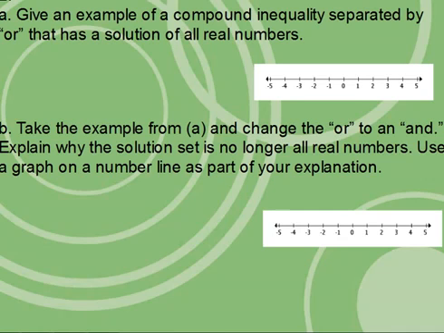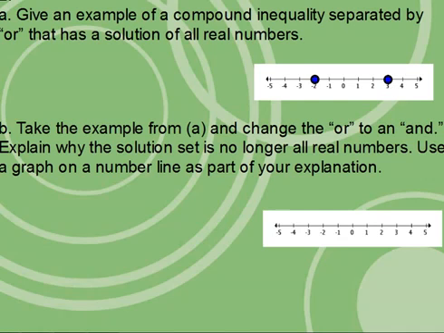Question 2. Give an example of a compound inequality separated by or that has a solution of all real numbers. Most or inequalities are shaded to the outside of the number line. We're looking for a special case here. We want an or inequality that's going to have a solution of all real numbers. So I need to pick 2 numbers to write 2 inequalities. I'll just pick -2 and 3.